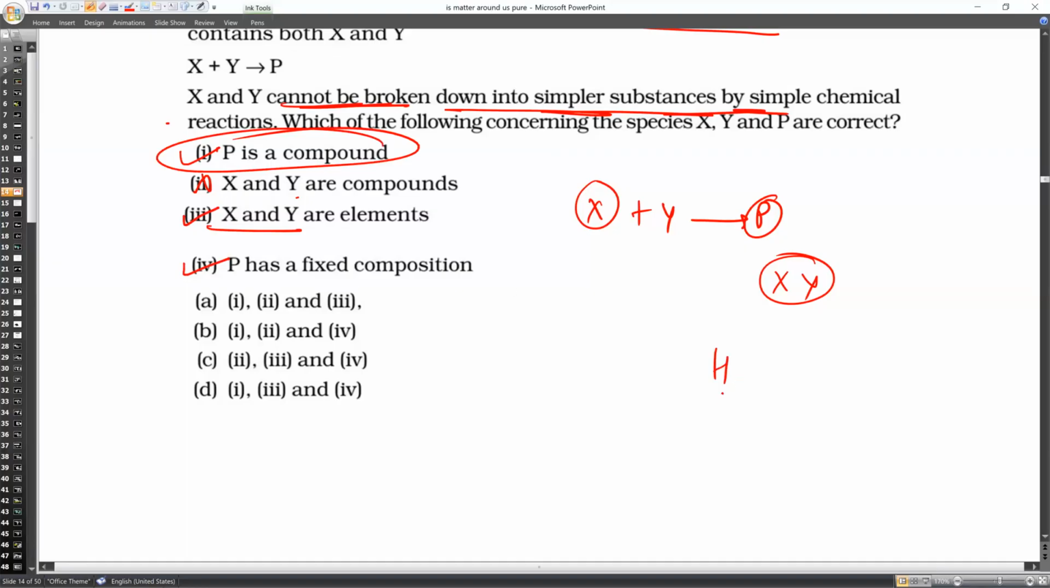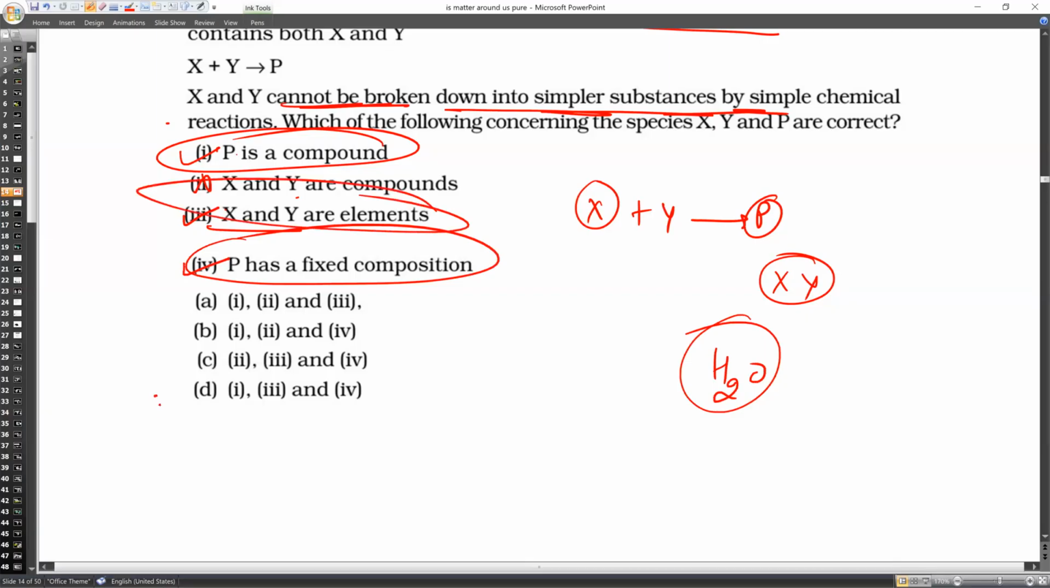For example, if I'm talking about H2O, whether it is found in any state, whether it is steam, gaseous, liquid, pond water, lake water, ocean water, underground water, or rain, it is always going to have the H2O formula. So they have fixed composition. So one, third, and fourth. One, third, and fourth, D is the correct option.